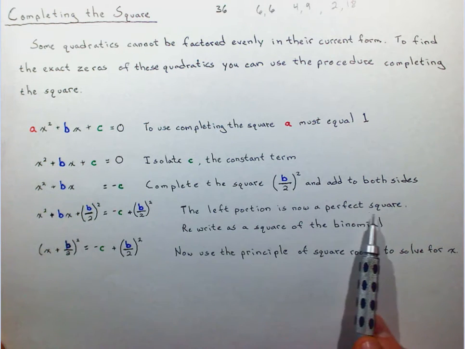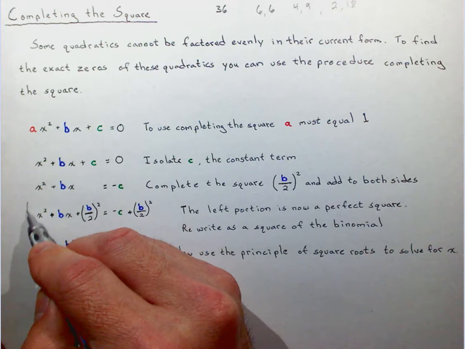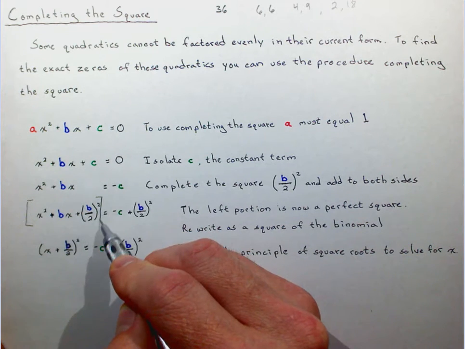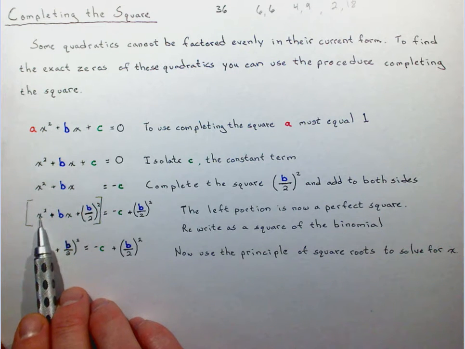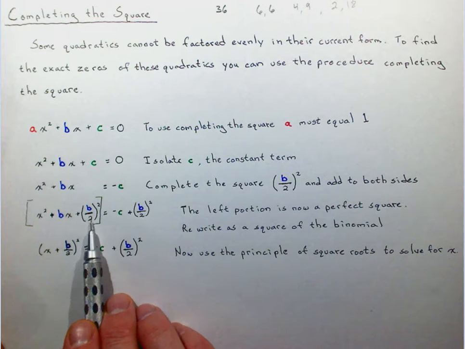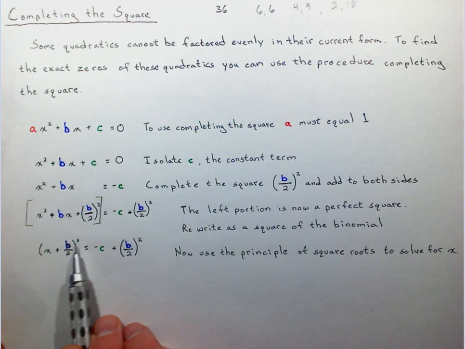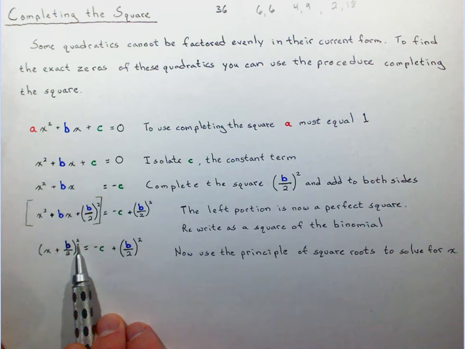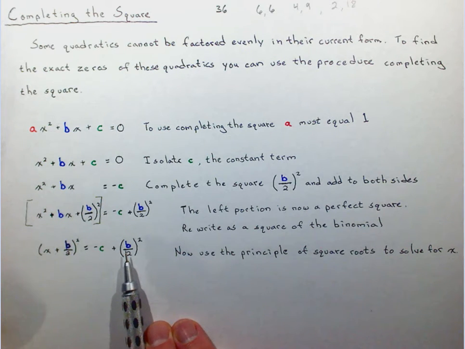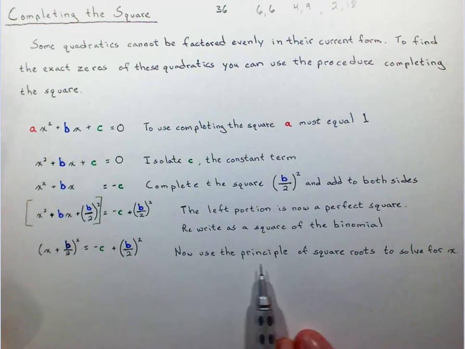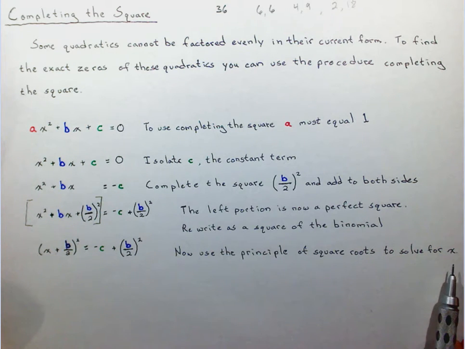The left portion is now a perfect square. This is my left portion right here. The left portion is now a perfect square. Rewrite as a square of the binomial. So I can simply take this value without it being squared, x, and this value, b divided by 2 without it being squared, put it into a set of parentheses, plus sign in between them, and write a squared value there. Equals, and there's nothing that I can do with this other than to simplify, to solve. And then from there, what I will use is the principle of square roots to solve for x. So this is the basic premise of completing the square.